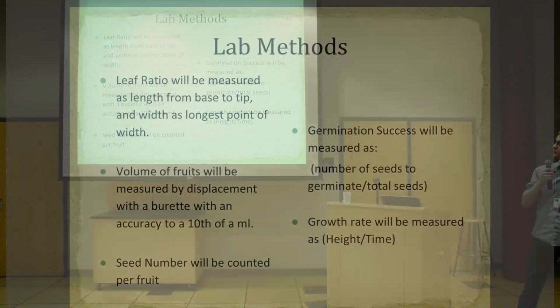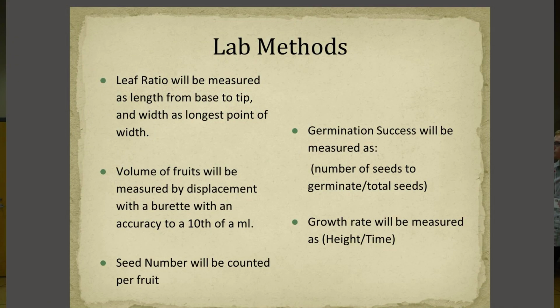So my lab methods, measuring leaf ratio. It's simple. Width, I'm just choosing at the highest point of the width. Volume of fruits will be measured by displacement, so I'm using a burette at actually about 1/10 of a milliliter. Seed number is going to be counted.